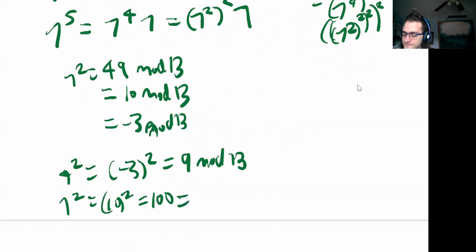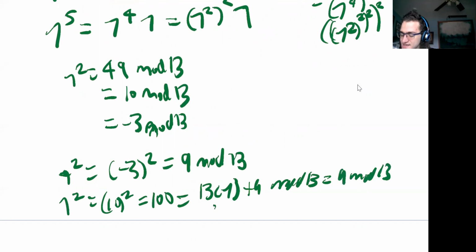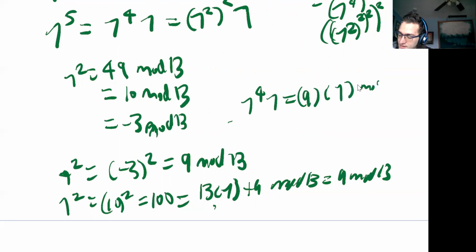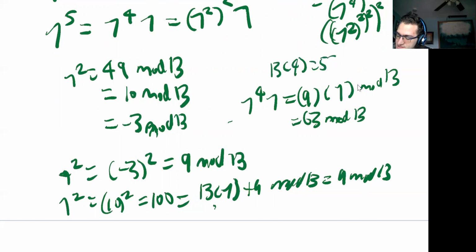And then I'll get 13 times 7, which is 91, plus 9. I take that mod 13, and this 13 times 7 turns to 0, so then I get 9 mod 13. And so 7 to the 4th is 9. And so I take 7 to the 4th times 7. Well, that's 9 times 7 mod 13. And so then I get 63 mod 13. And I know that 13 times 4 is equal to 52. So then I get the whole thing is equal to 11 mod 13.